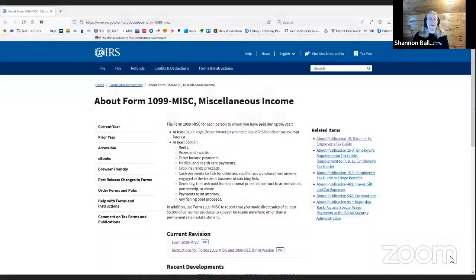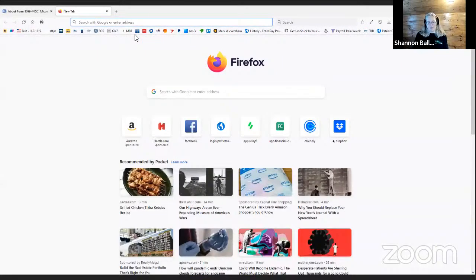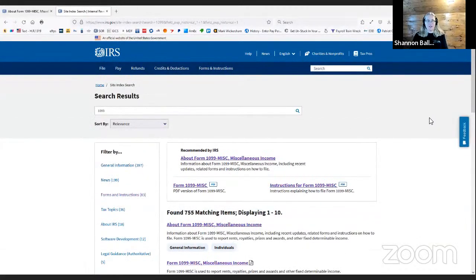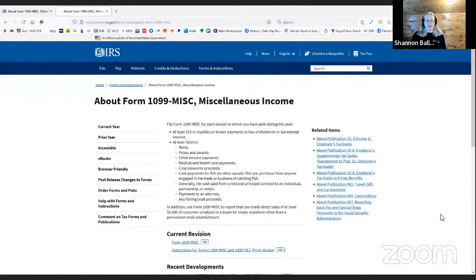All right, so on the IRS website, I'm just going to open another browser here. If you go to irs.gov, type in search and type in 1099, it brings you to this page. The page that I am showing you today is about Form 1099 Miscellaneous for miscellaneous income. Basically, a 1099 needs to be filed for each person whom you have paid during the year, and the limits vary by what kind of payment that you sent them.